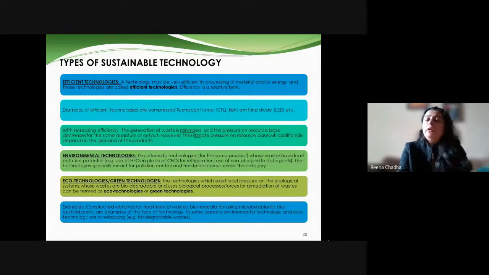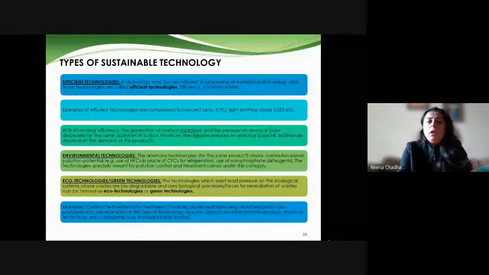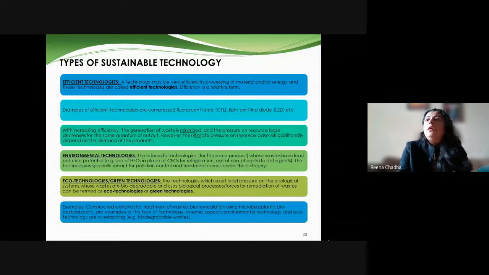Then in detergents also, we are having non-phosphate detergents these days. The technology specially meant for pollution control comes under these categories. So eco technologies, green technologies. For example, earlier we used to have a big generator in every street, and it used to cause so much noise pollution, and black fumes used to come out of its stack. But nowadays every house, every hotel, every hospital has a generator set which is an e-generator, eco generator.